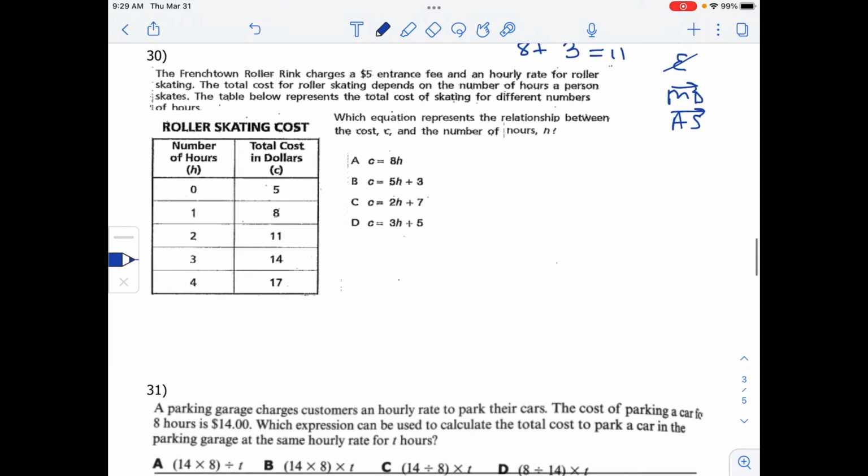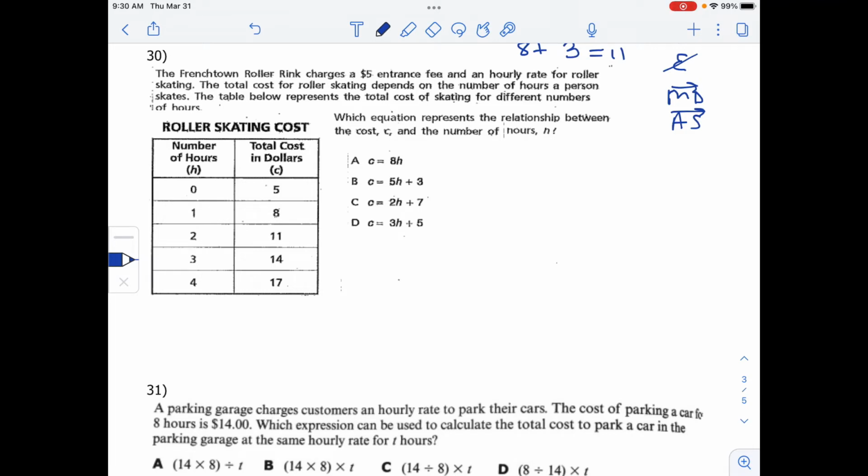Number 30. The Frenchtown roller rink charges $5 entrance fee and an hourly rate for roller skating. The total cost for roller skating depends on the number of hours a person skates. The table below represents the total cost of skating for different numbers of hours. Which equation represents the relationship between the cost, C, and the number of hours, H?